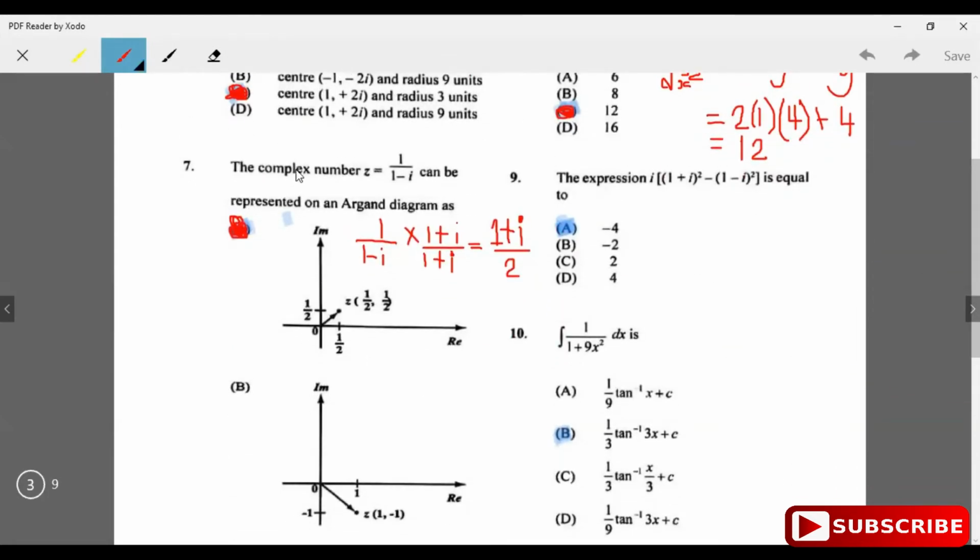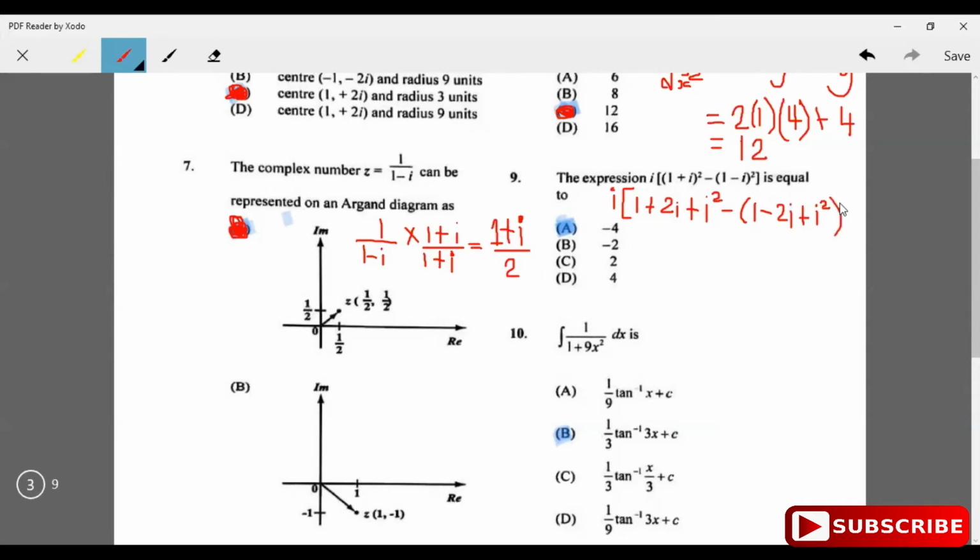Question 9 says the expression i times all of this is equal to. So we have to just expand and simplify what's inside the bracket right here. So we have i times, expand this bracket and it becomes 1 plus 2i plus i squared, minus, expanding this bracket is the exact same thing, instead of plus 2i, it's minus 2i plus i squared.